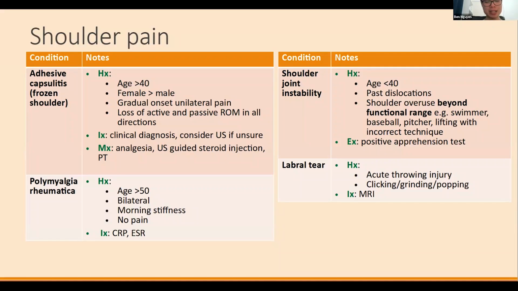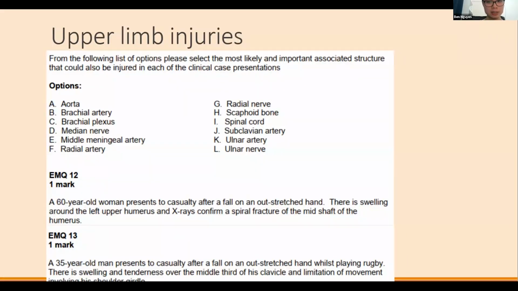Labral tear, I personally haven't seen any questions on it, but I guess they could include it. So similar to shoulder joint instability, if someone's a baseball pitcher or something like that, but it's more of an acute thing. So they could hear a clicking or a grinding sensation as soon as they pitch the ball. And that needs an MRI. Cool. We're going for time. Yeah, pretty good. Cool. Let you guys have a go at these questions.